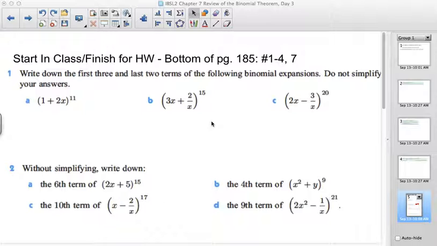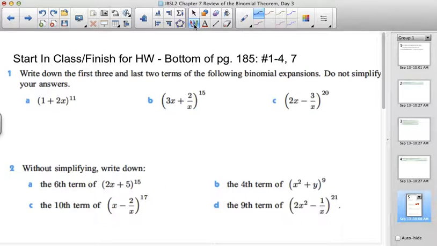First of all, with number one, it says to write down the first three and the last two terms of the following binomial expansions and do not simplify your answers. All right, so we'll take a look at B here. First of all, notice that the power is 15. So this would be using the 15th row of Pascal's triangle, but we're not going to write all those out. We'll use the combinations.